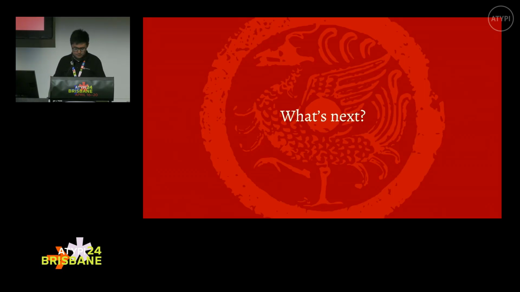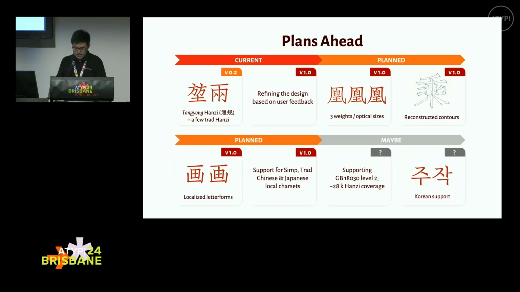So what's next for the Zhuque project? Zhuque will continue to serve as the testing ground for our technologies and design practices. Currently, Zhuque is going through the production stage of China's commonly used Hanzi, plus a few traditional Chinese characters and Japanese characters. We are also refining the design for the 1.0 version based on the user feedback we have gathered.